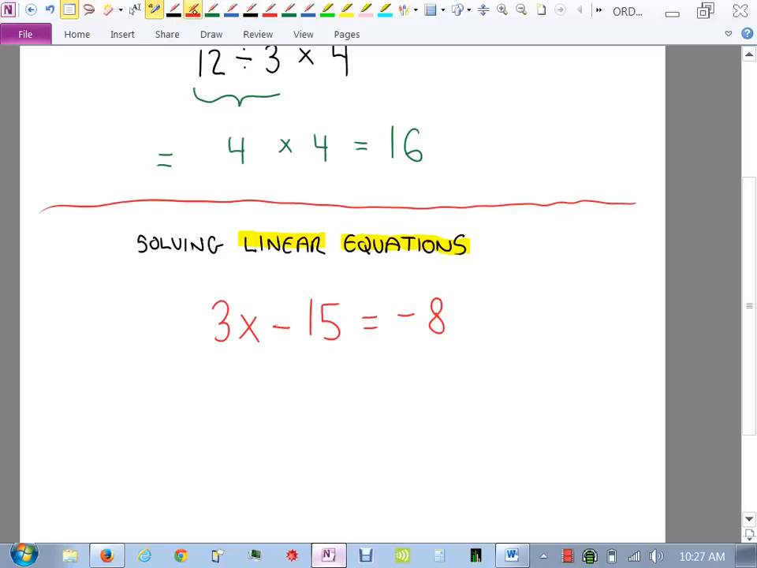Now, the technique to solve linear equations is pretty much the same all the time. The whole idea behind a linear equation is to isolate the variable. Get it by itself on one side of this equation, right? So our goal here is to get it to be x equals something, right? X is something. And that something should be a number, shouldn't it? That should be a number. And that will be our answer.